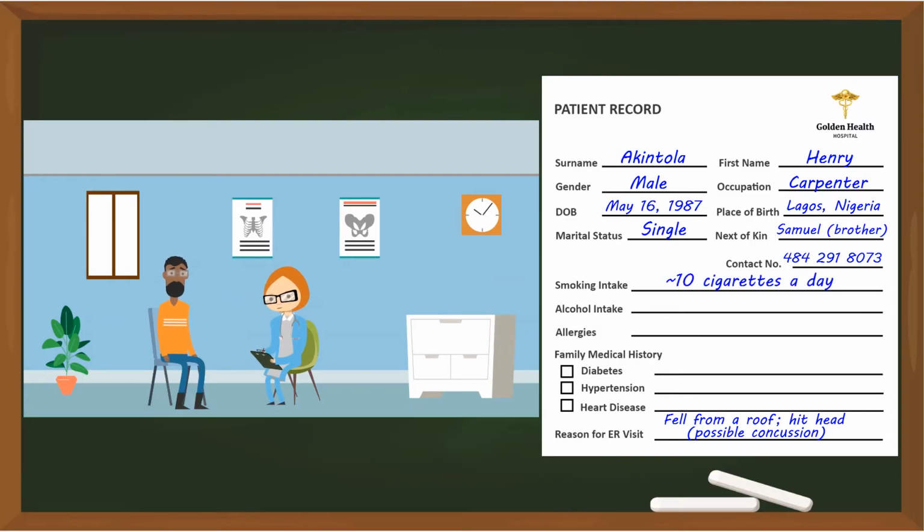I see. Do you drink? No. Okay. Are you allergic to anything? No. Now, family history. Do any of your family suffer from the following? Diabetes? Well, my father's parents are both diabetic. Paternal grandparents? Hypertension? No. Heart disease? No.